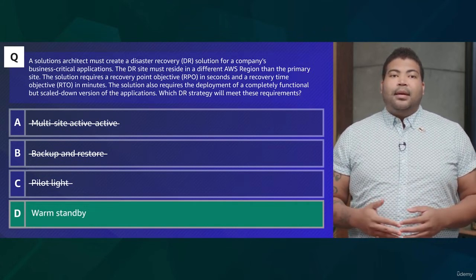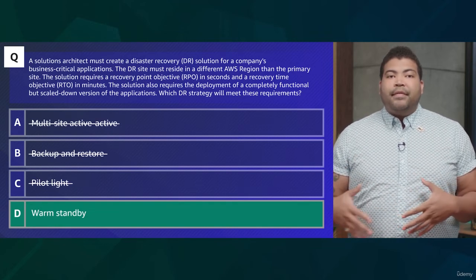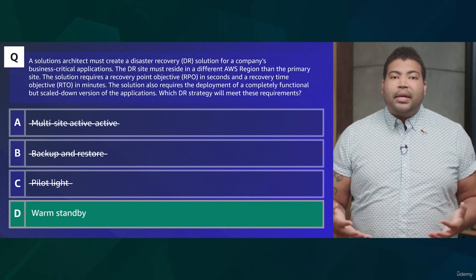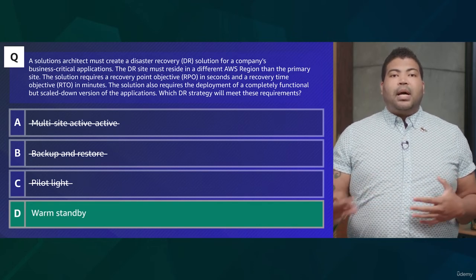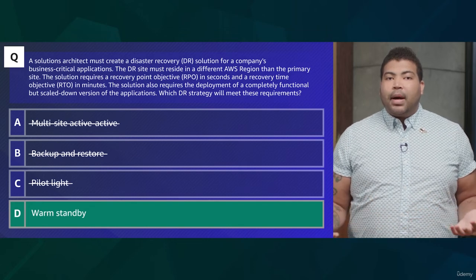This is our key. As you can see, understanding the use and functionality of the various disaster recovery strategies will provide you with the knowledge to see how they could be implemented and how they meet various requirements.